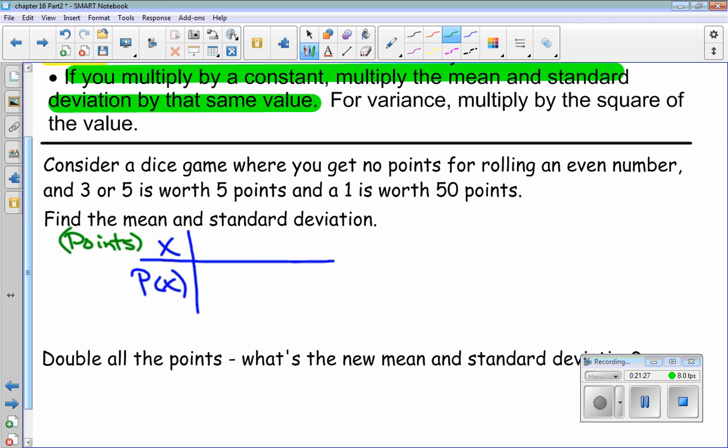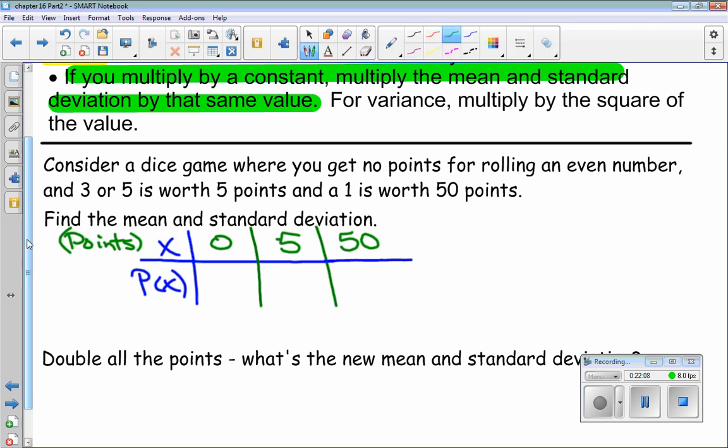Okay? So, what are the possible outcomes now that I know it's not 1, 2, 3, 4, 5, 6? Those aren't the outcomes because those are what comes out on the dice. But I want the possible outcomes for the number of points. I can get 0 points? One point? No. 5 points. And then, what's the other outcome? 50 points. Good. Okay, so those are my possible points in the game. I now need to find the probability of those things occurring.